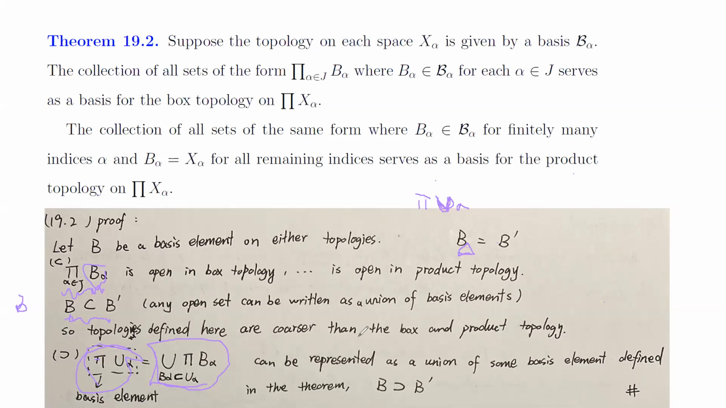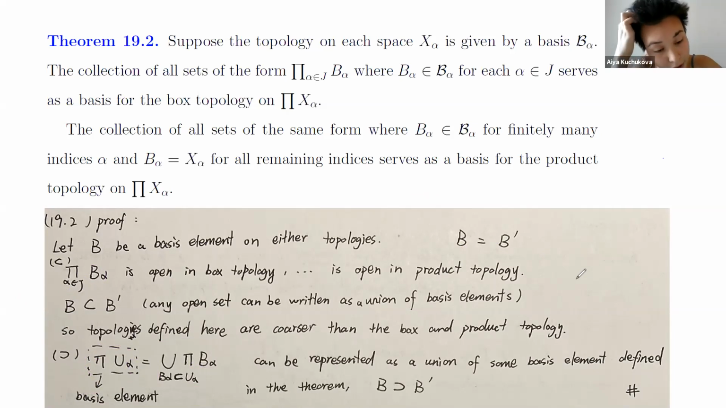So we can represent it as a union of some basis elements defined in the theorem, so B prime contains B, if you cannot see here. So we have already proved the second direction, so they are equal. Okay. Do you need more time to read my proof? Sure. Well, actually, give me a second.